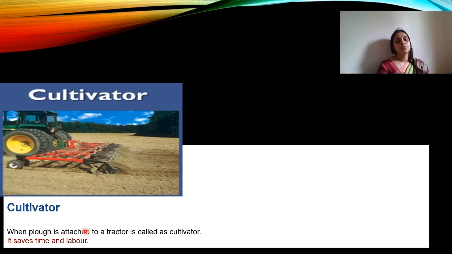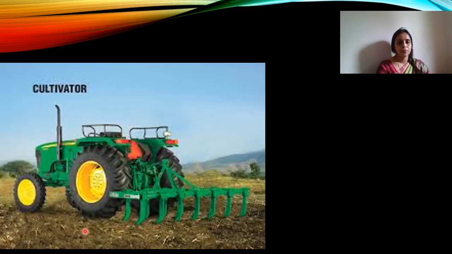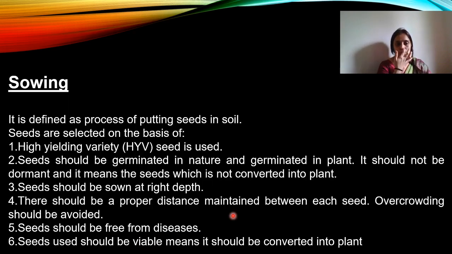Coming to the cultivator. When the plow is attached to a tractor, it is called a cultivator. The advantages of this are that it saves time and also labor. Here it is much more clear. So this is a cultivator. Coming to sowing. It's a process of putting seeds into the soil.